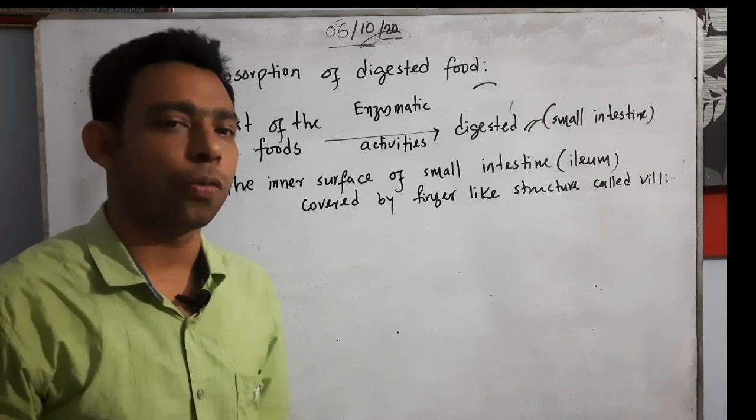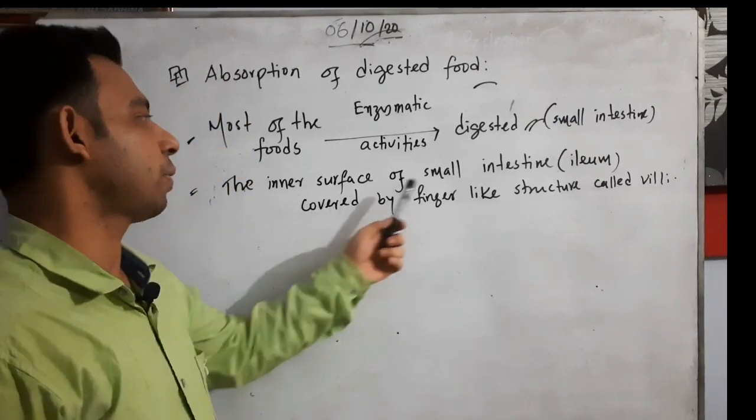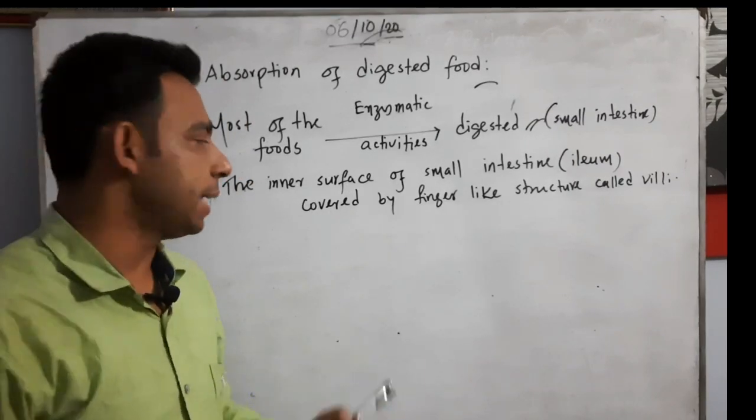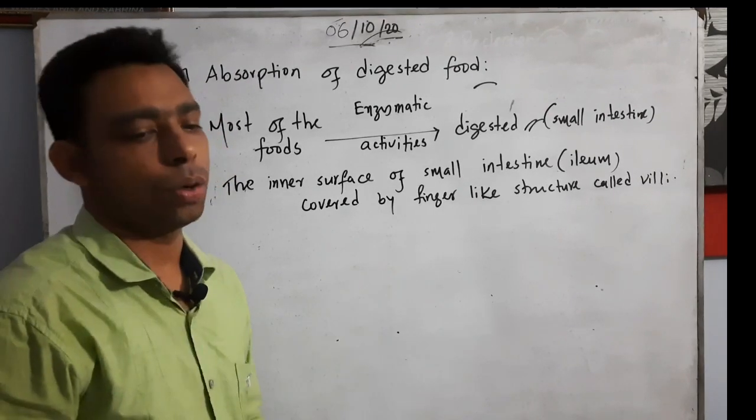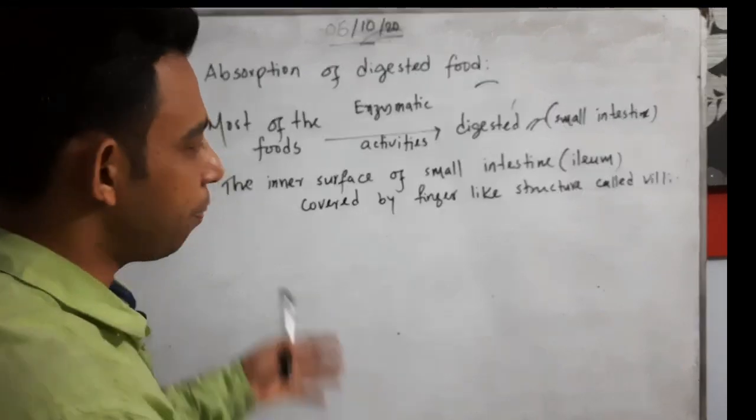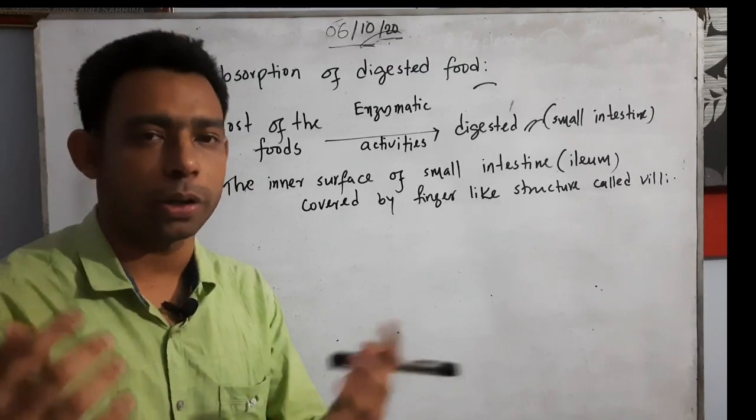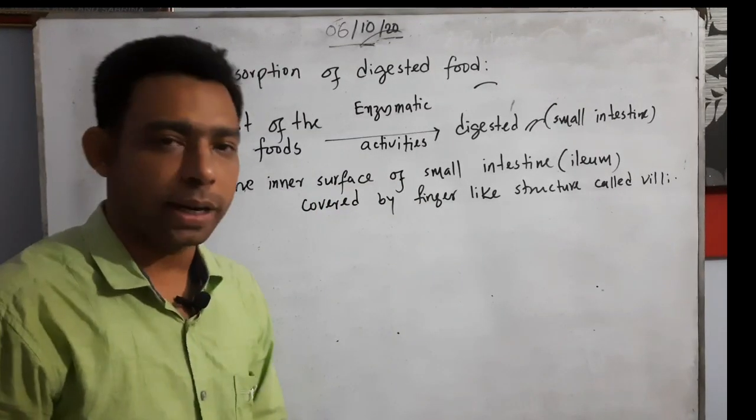If it is asked for villi, then we can say the inner surface of the small intestine, like the ileum, is covered by finger-like structures. It is called villi. So if it is a 1 mark question, then we can write this.